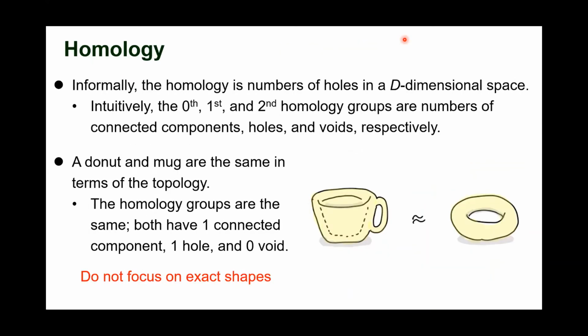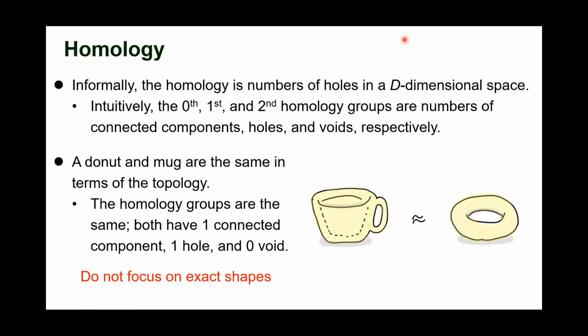To know the persistent homology, we have to know about the homology. Informally, the homology is the number of holes in d-dimensional space. Intuitively, the zeroth, first, and second homology groups are the numbers of connected components, holes, and voids. In topology, there is a very famous example. A donut and a mug are the same. This means the homology groups are the same in both geometries. A mug is composed of one connected component and one hole. A donut is also composed of one connected component and one hole. That's why these geometries are the same in terms of topology.